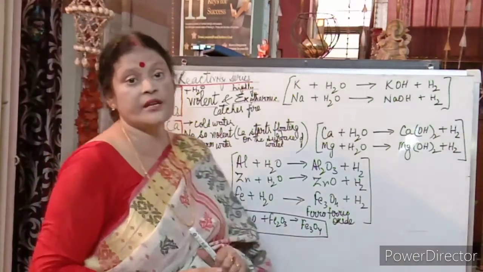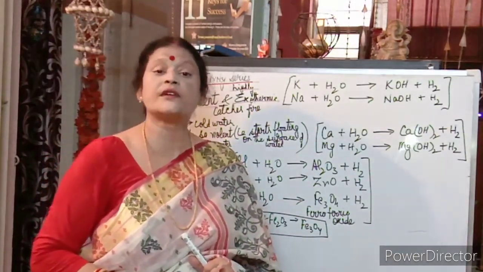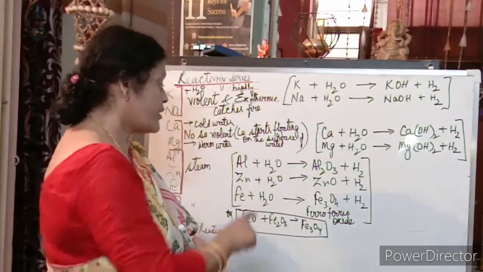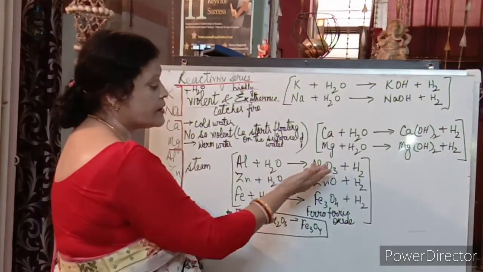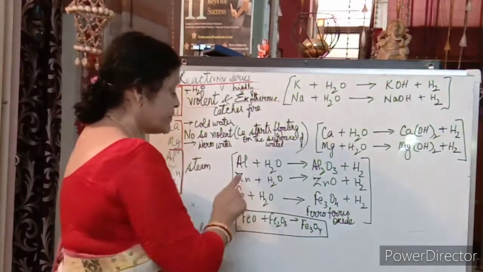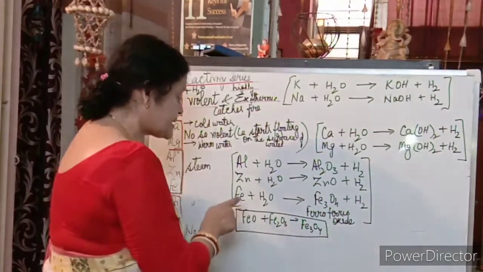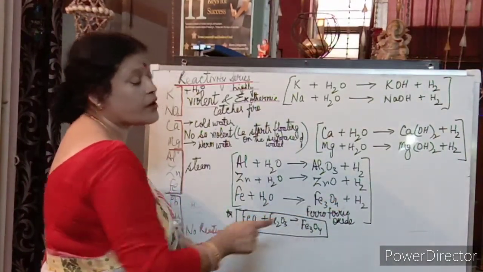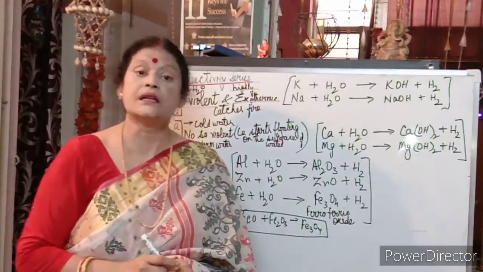What happens when aluminium reacts with water? What will you write? Aluminium does not react with water, it reacts with steam. Now Al plus H2O gives Al2O3 plus H2. Al2O3. Zn plus H2O gives ZnO plus hydrogen gas. Next is iron plus H2O gives Fe3O4 plus H2. This is the thing you have to learn.